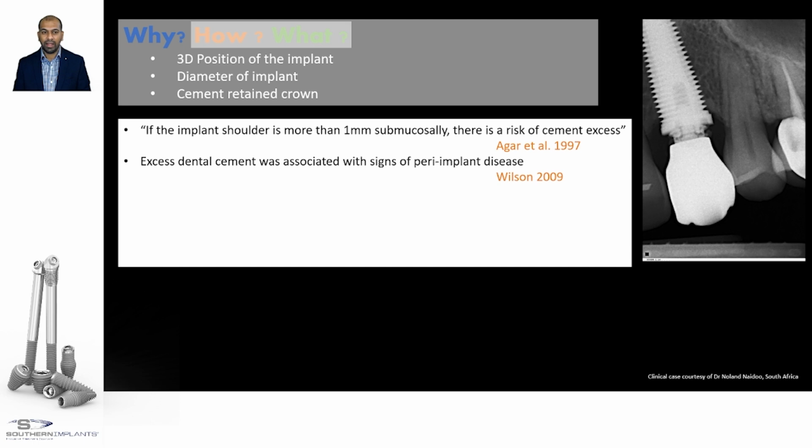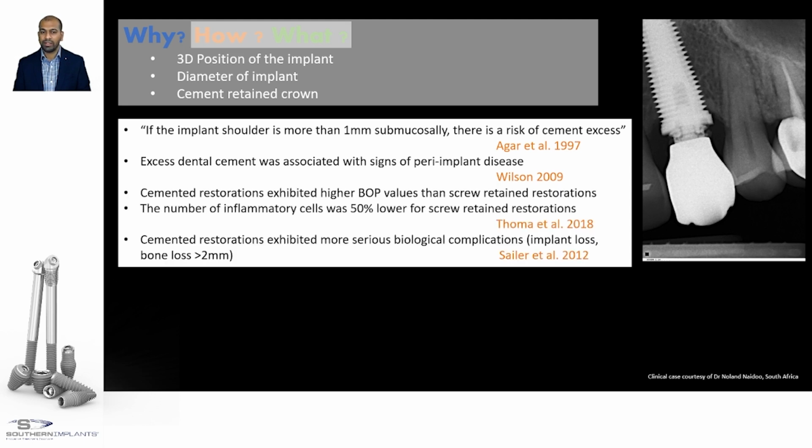Then Wilson in 2009 showed that excess dental cement was associated with signs of peri-implant disease. And then Thoma in 2018 said that cemented restorations exhibited higher bleeding and probing values than screw-retained restorations, and the number of inflammatory cells was 50% lower for screw-retained restorations. Cement retained restorations also exhibited greater prevalence of serious biological complications, and this was shown well by Sailer et al. in 2012. So whereas cement retained restorations is an option, is it an option that we want to use for predictable outcomes?